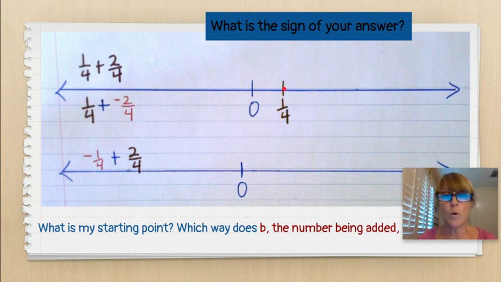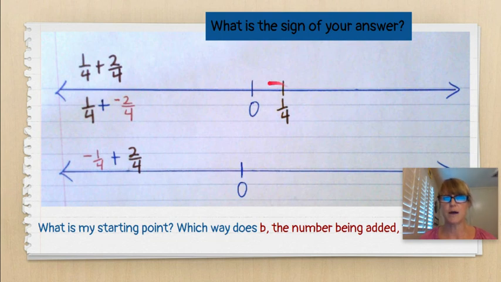If I start at 1/4 and I have to add negative 2/4, I can't go to the right, as I just went to the right when I added a positive. So now I'm adding a negative. I have to go the other way. So I have to go backwards. So this is a 1/4. That's going to take me to 0. And I've got another 1/4 over here. So I'm going to land on the negative side over here, and my answer is going to be negative 1/4.